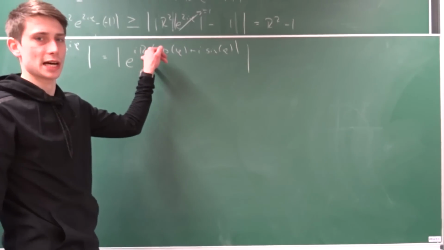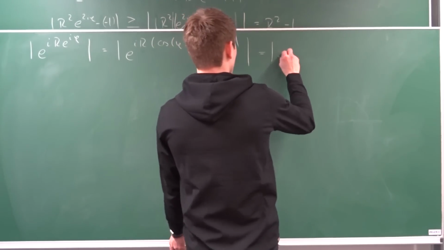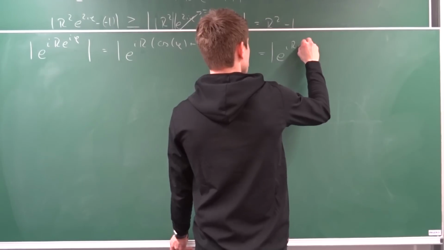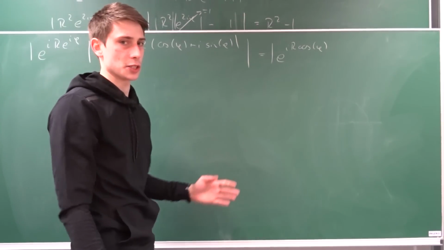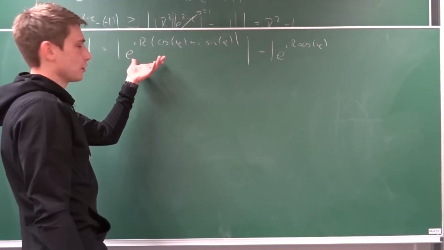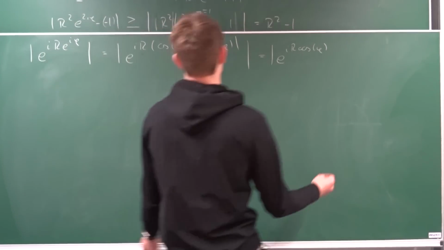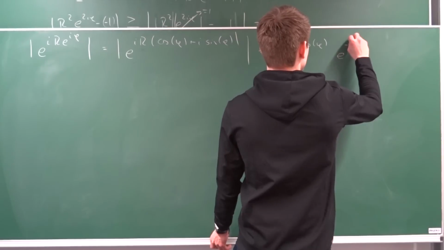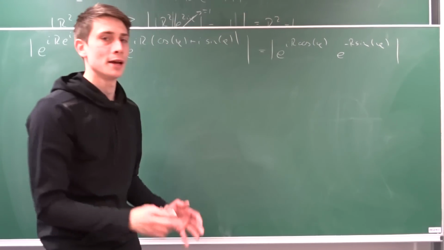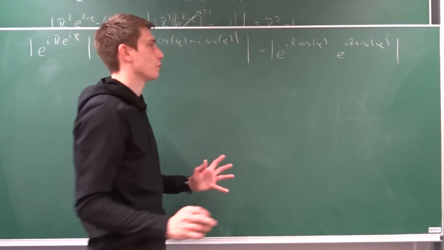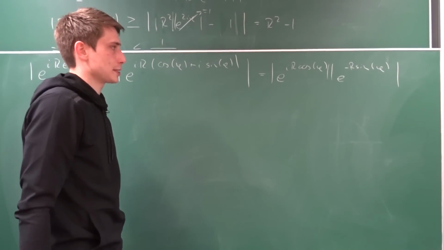Now we can distribute this i times r into everything, and what we end up with at first is the absolute value of e to the i r cosine of phi, and then i times i becomes minus 1, and also we can use the fact that we have the same base and we can break this up into another exponential function, make it multiplicative. So we have e to the minus r times the sine of phi. Okay, once again we can use the multiplicativity of the absolute value to break this up into the product of two absolute values.